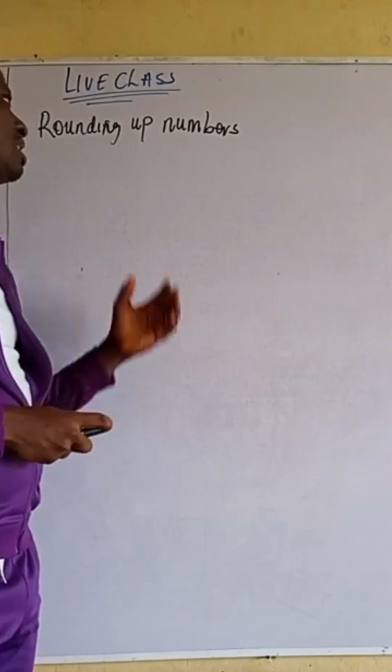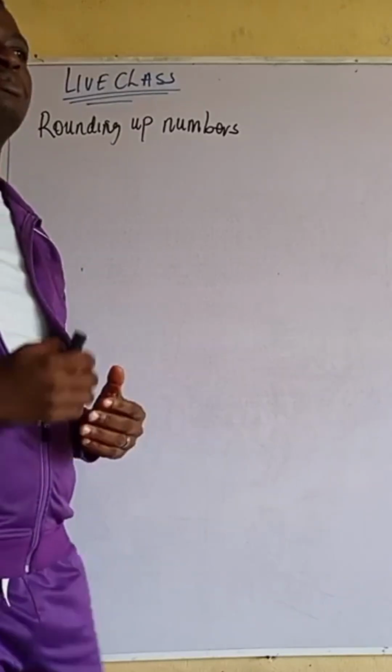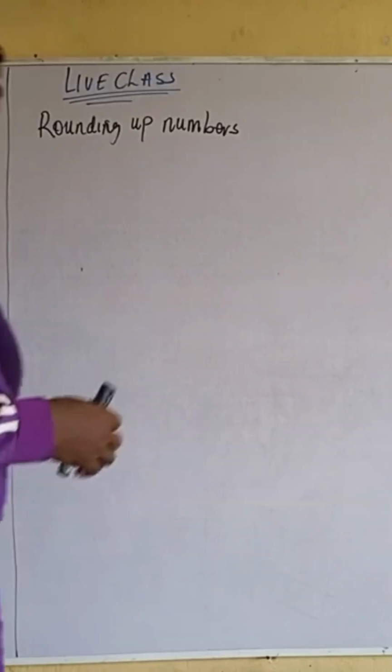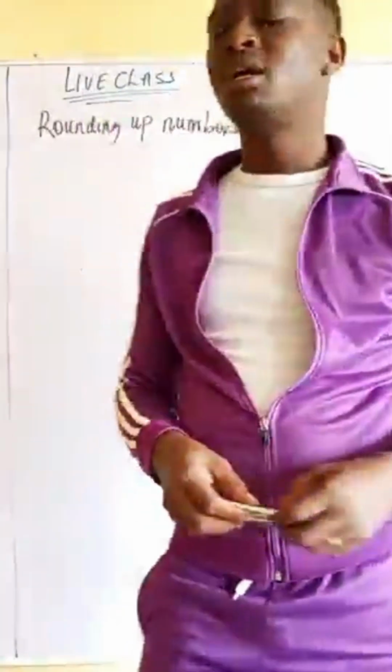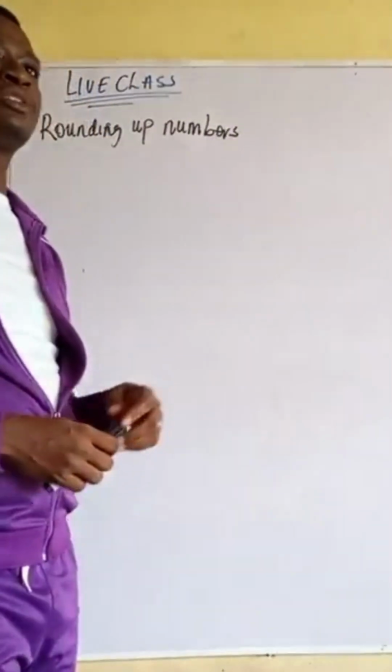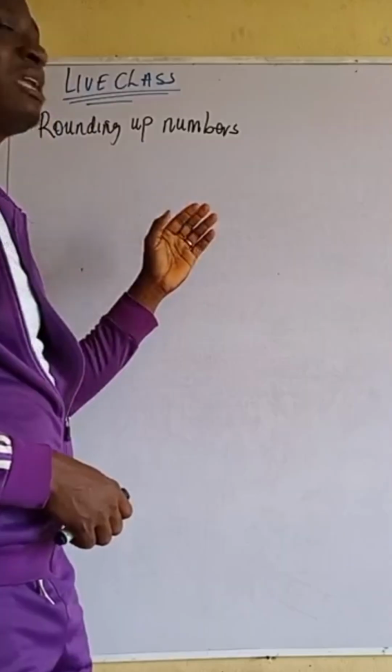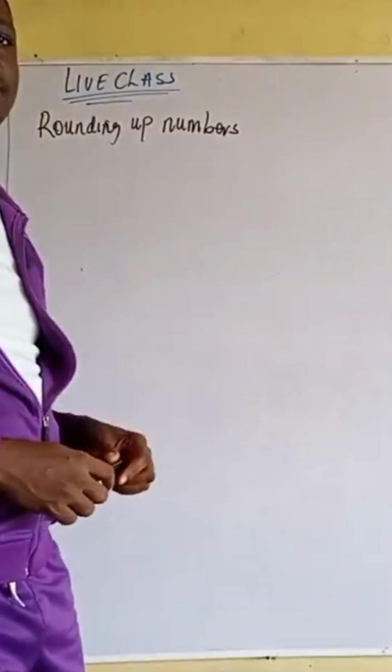So in today's class, I want us to look at how we can round up decimal numbers. Before we look at how to round up decimal numbers, I want you to understand first that we are supposed to quickly look at place values of numbers, so that when you're asked to round up to a particular place value, you should be able to know what the place value of the number is.